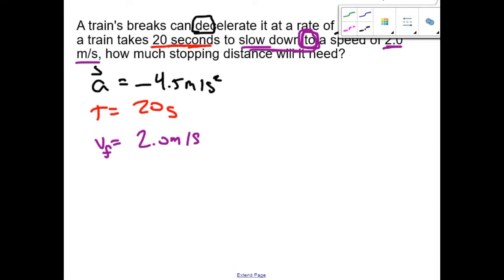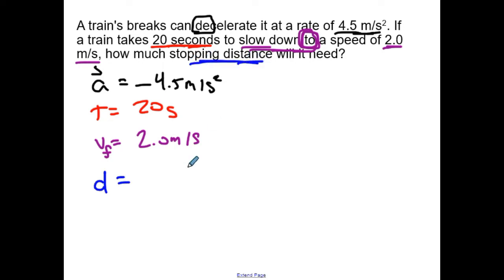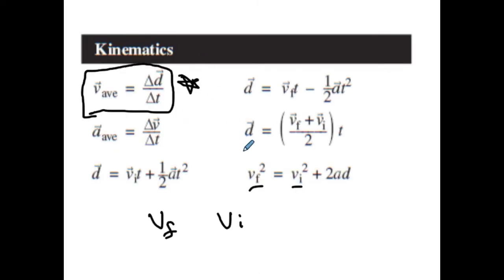Last thing, we've been asked to solve for a stopping distance, so I'm going to use blue as a color here, and that's our goal. We want to find our stopping distance. So what we'd like to do now is find a mathematical formula that involves acceleration and time and velocity final and distance. And this formula right here is a good one to use. It involves all those variables.